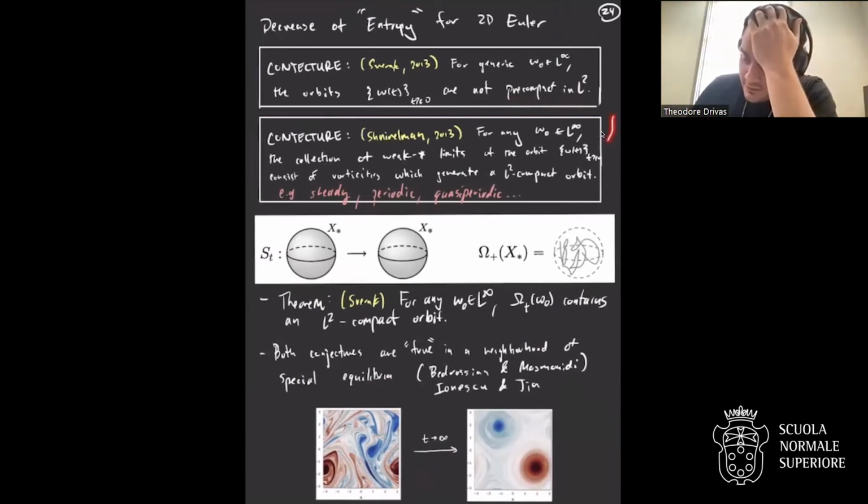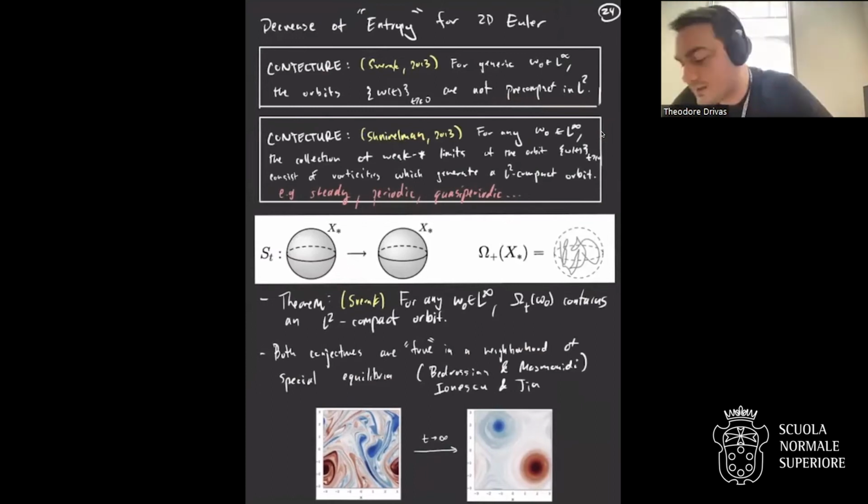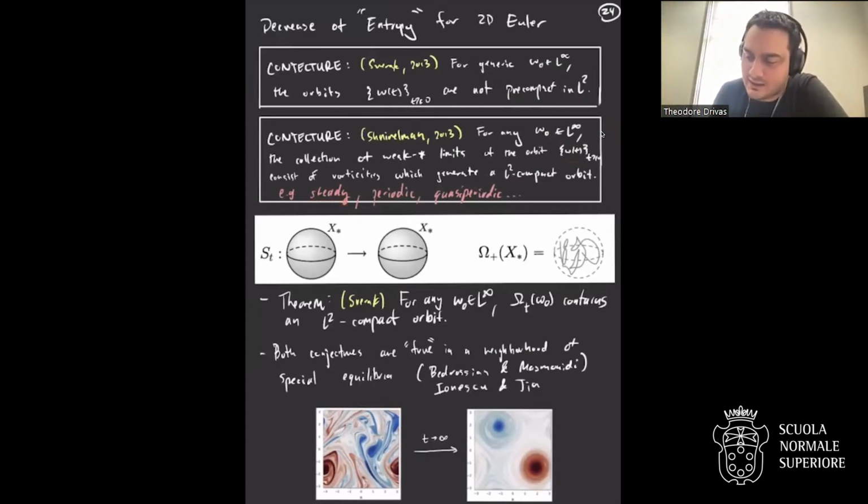The second is one due to Schnellman, a slightly later paper than the one I mentioned, where he says that for any initial data in L infinity, the collection of all weak star limits of the Euler orbit, that omega limit set, consists of vorticities that themselves generate an L2 compact orbit. So in particular, it consists of things like steady states, periodic motion, quasi-periodic motion, but things for which if you start Euler with them, you don't mix anymore at infinite time. So you mix to get to them, but you don't mix after if you started with them.